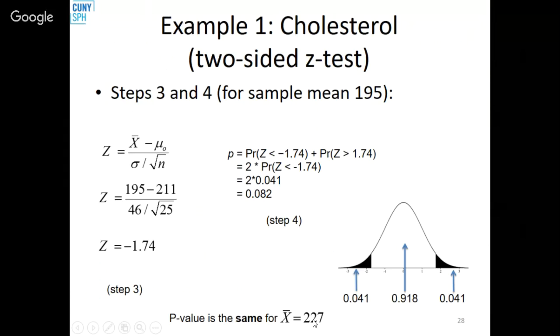And then the other value, 227, the difference here was 16. 227 is just 16 above the population mean of 211. So the p-value is exactly the same, because this is a two-tailed test. It doesn't matter whether the value we observe is on the left side of the sampling distribution, the null sampling distribution, or on the right side of it. It's the same p-value.